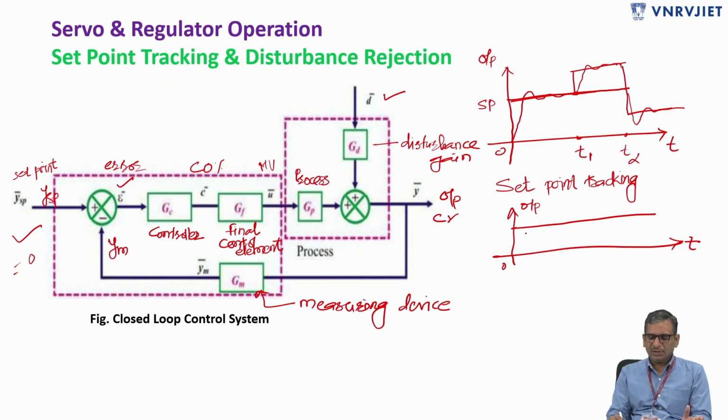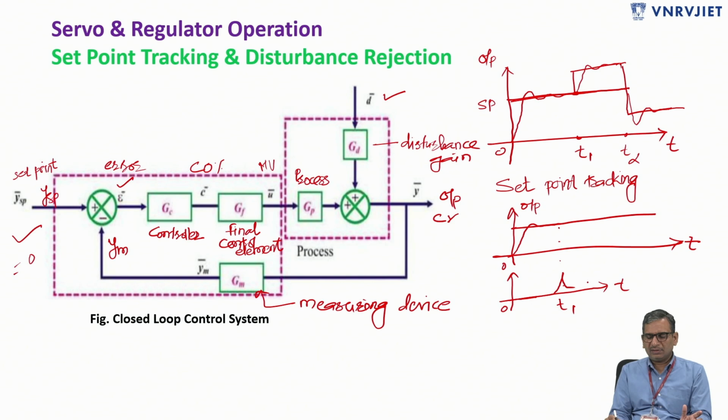So for example, let's say there is no disturbance applied, so I will consider here some small disturbance signal. At t equal to 0, no disturbance is present, so the output of the system is changing and it will reach, let's say, the set point. Now consider at some time t1 a small disturbance is introduced.